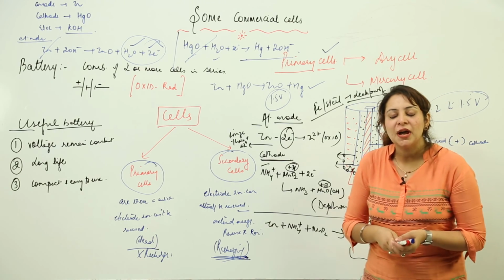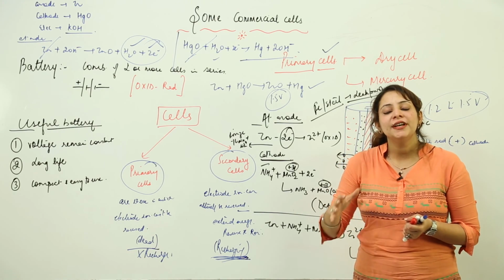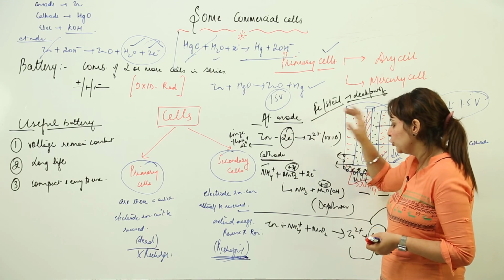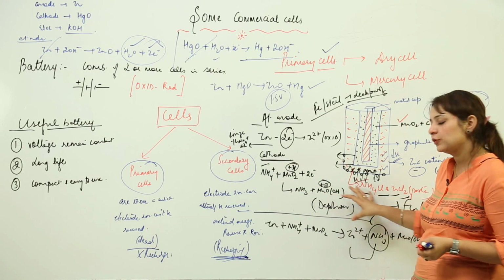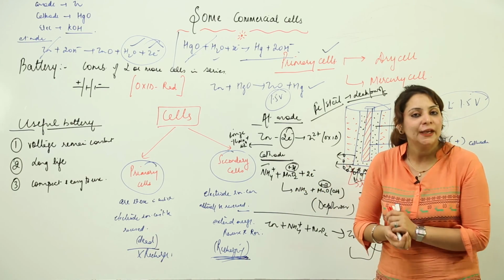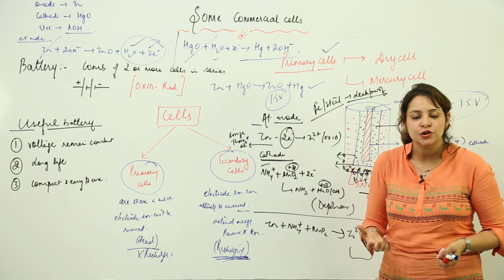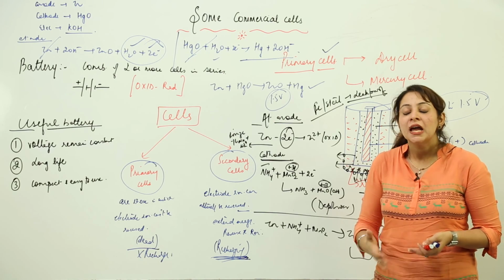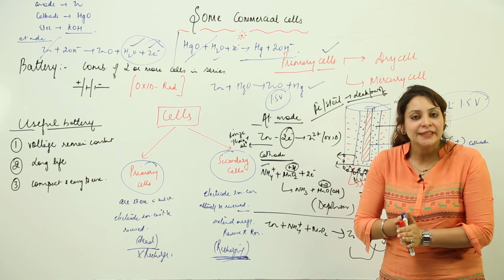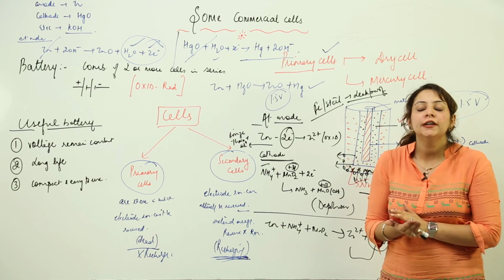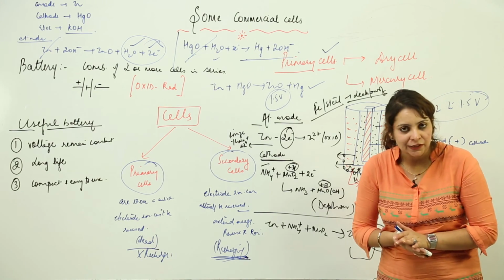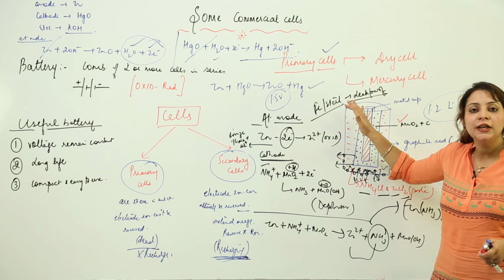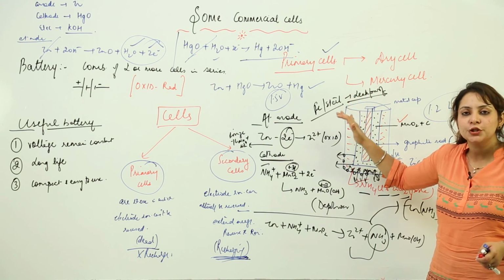I think you got it, that primary cells are those cells in which the reactions that have taken place, like here the zinc has been oxidized to Zn2 positive, and this has been reduced, cannot be reversed by supplying some external energy. As long as these reactions continue, the cell will keep on working, and when the reactions cease to occur, the cell will no longer work, because it becomes dead. So these are the primary cells, and the dry cell is very important, you often come across a question related to it.